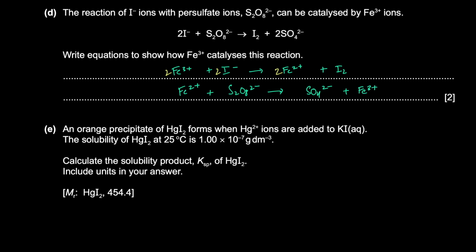So we can clearly see over here that the iron 3 is acting as a catalyst. And if we balance the second equation over here, what do we have? From the first part, we have 2 of these, and we have 2 of these being regenerated, and obviously we're going to have 2 sulfate ions here as well. So that's the balanced equation.